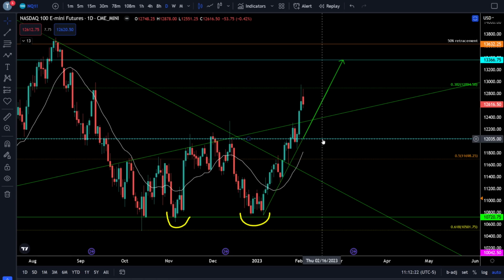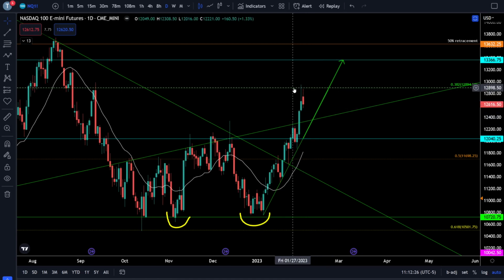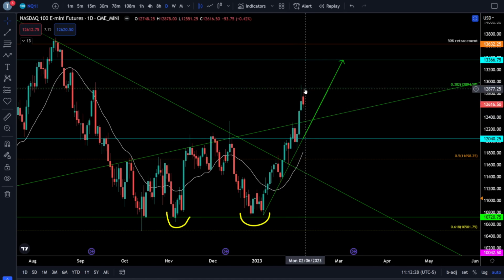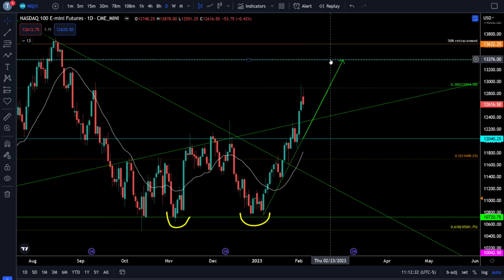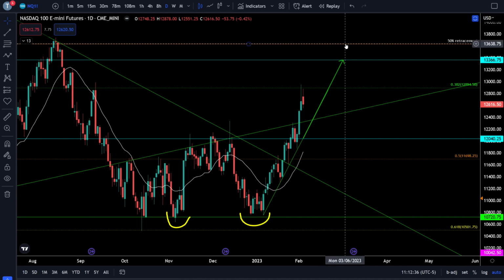Now on the flip side of the coin, if you are trying to short the NQ, you need to be shorting below this level right around 12,900. If we start clearing above 12,900, then you're looking for much higher prices into the 13,000s, which could easily take us back up to the 50% retracement of the bear market.